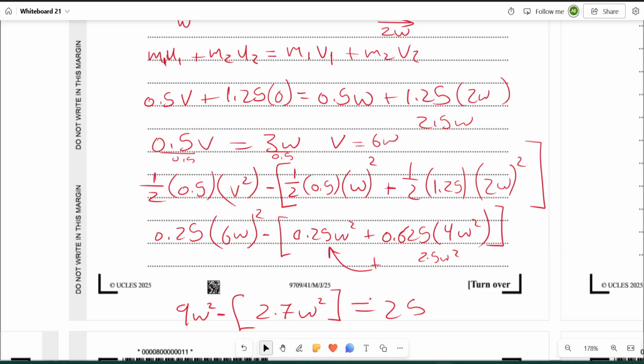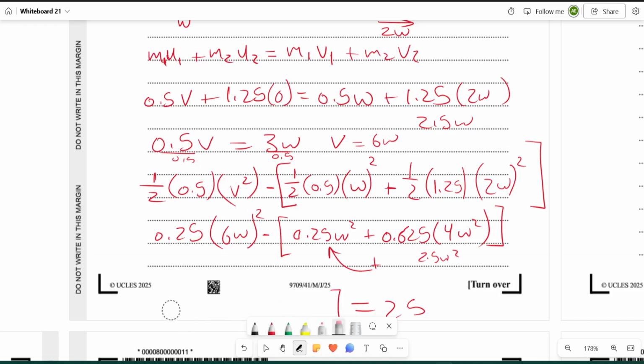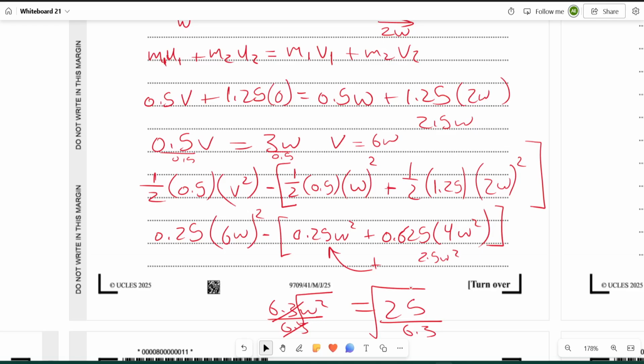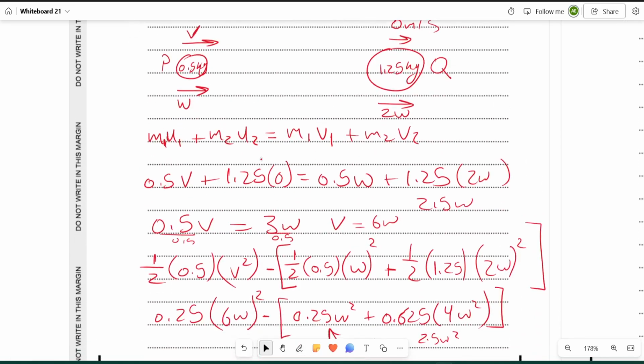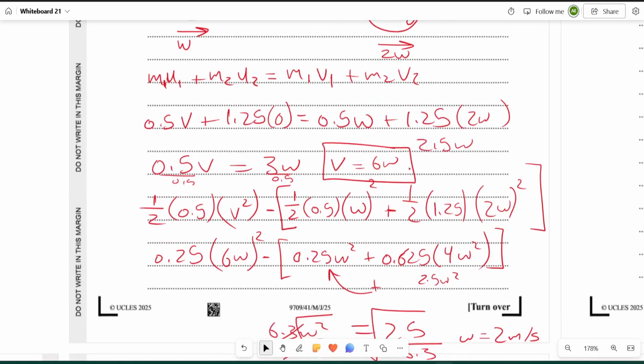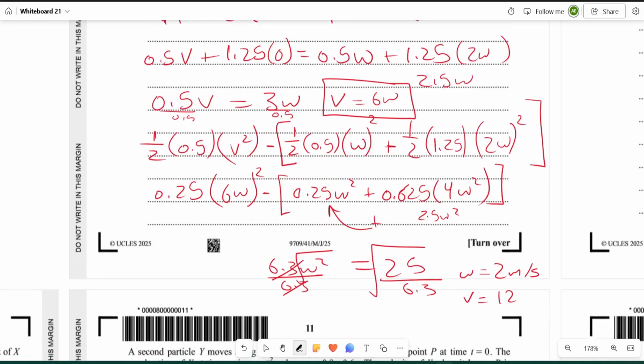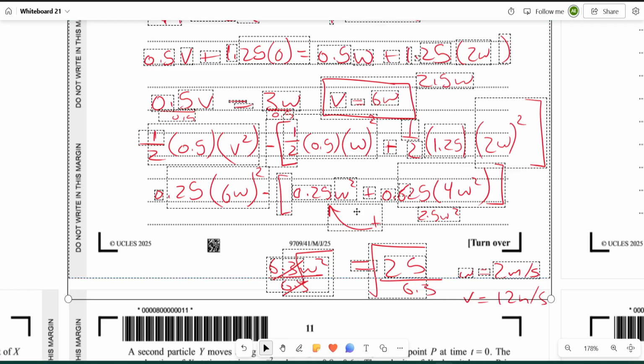So from here I can find W. So 9 minus 2.75 is basically 6.25W squared. I'm going to divide both sides by 6.25, so this cancels. I'm going to take the square root of both sides. So W is the square root of 25 over 6.25, which is going to give me an answer of 2 meters per second. That is W. The question wants also V. Very easily, V is just 6 times W, so V is 12 meters per second. Okay.